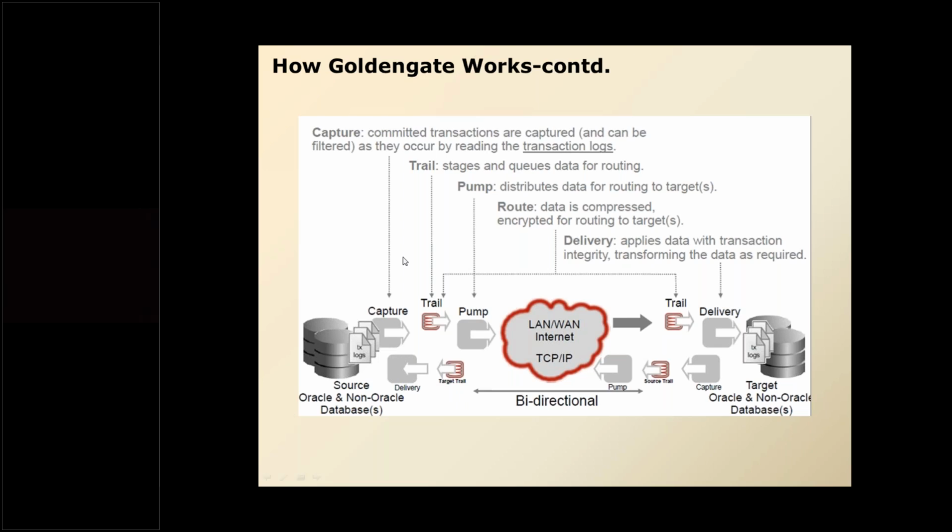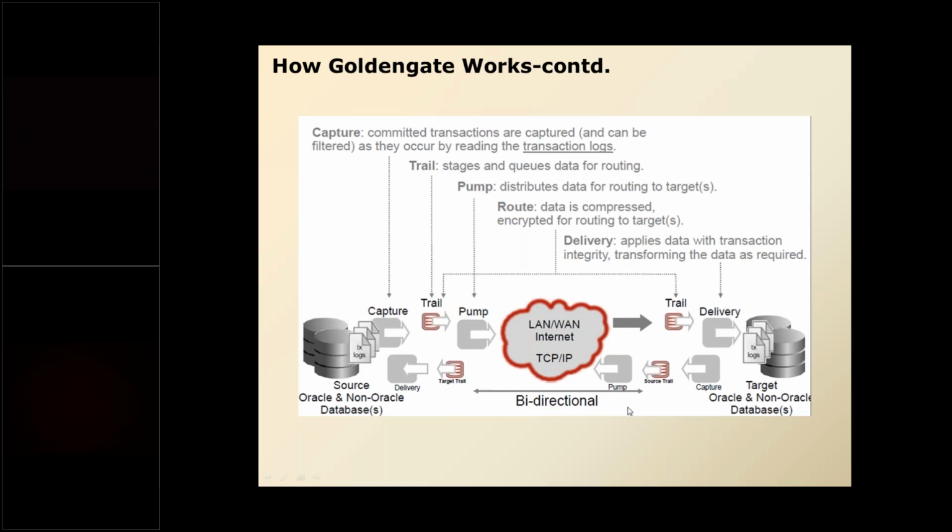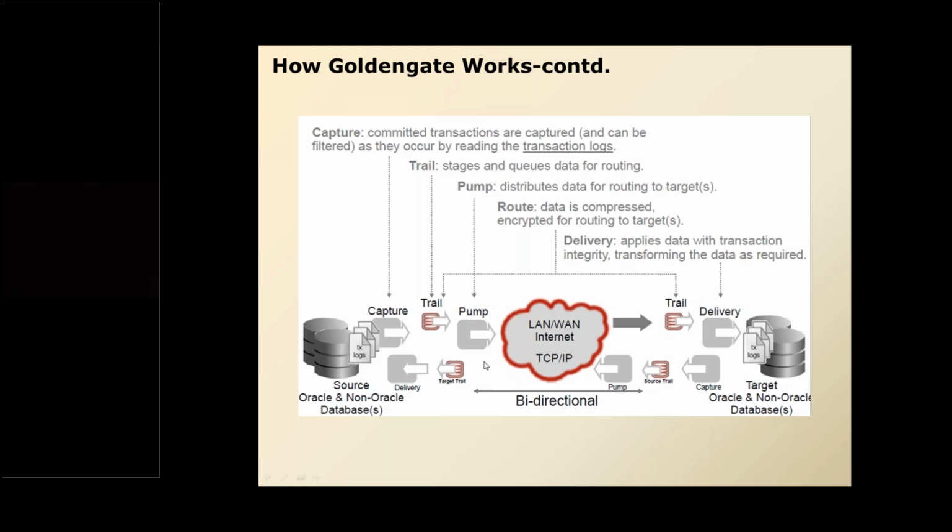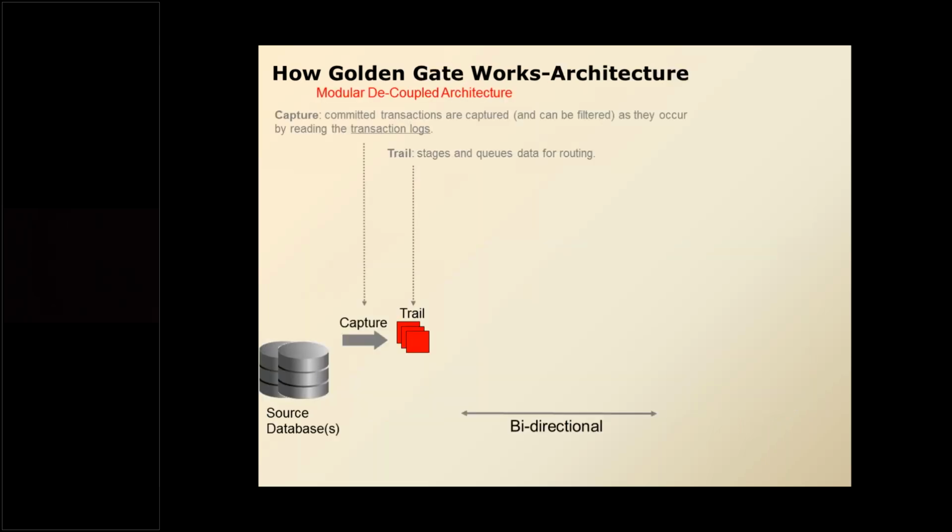So you see in this bidirectional environment, you have capture, pump, and delivery along with local trail and remote trail, each present on both the sites. However, each process is independent of each other. Capture process of site A, pump process of site A has a corresponding replicate process or delivery process on site B. Similarly, capture process and pump process on site B have a corresponding replicate process on site A, along with local trail on site B and remote trail on site A. So this is how process data flow.